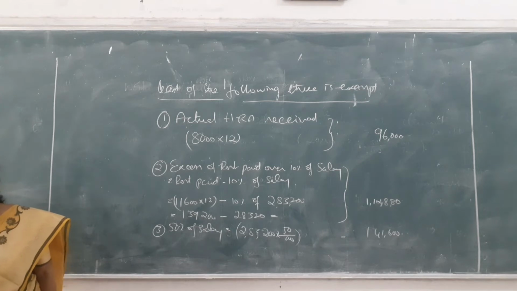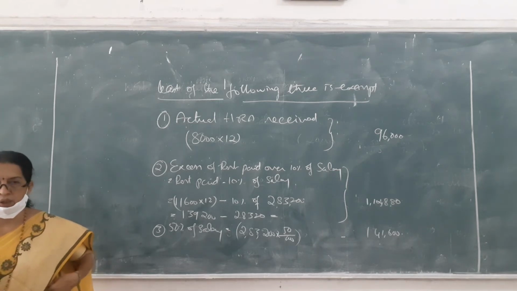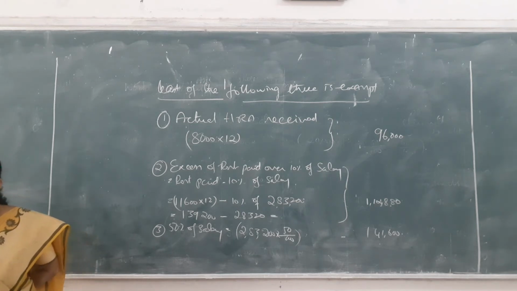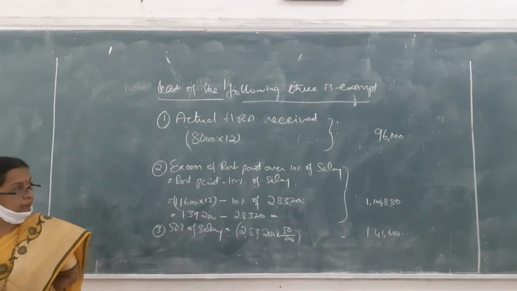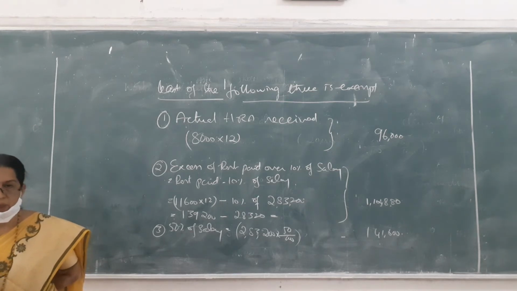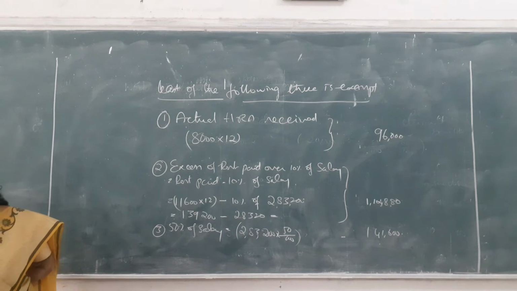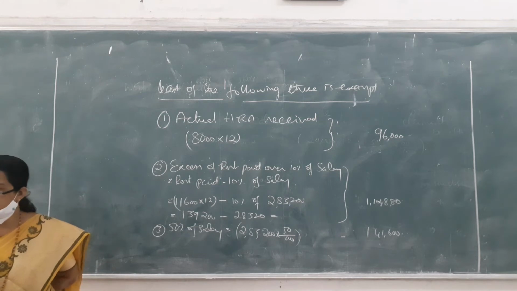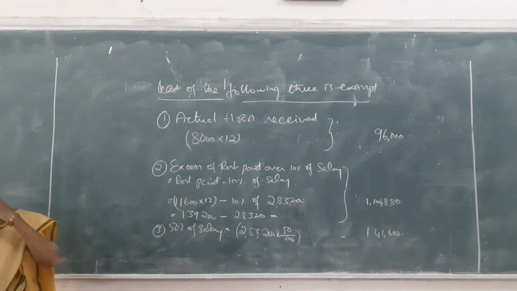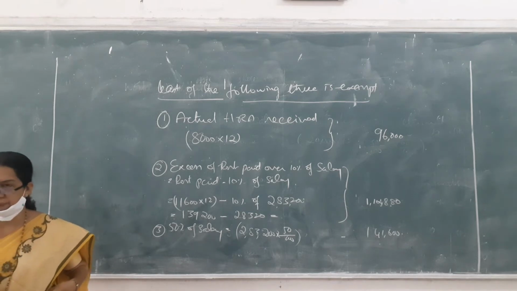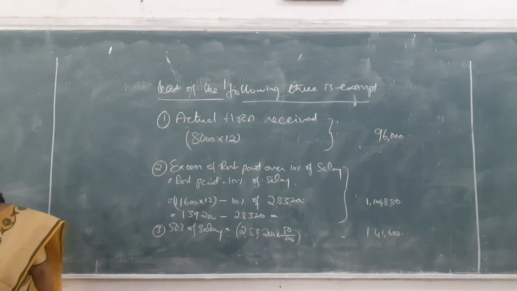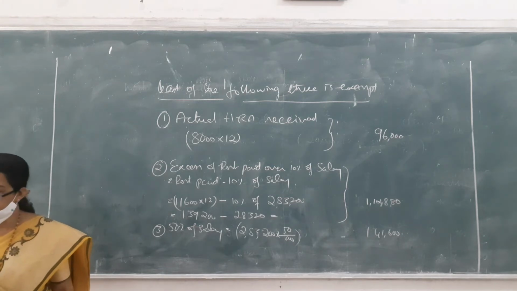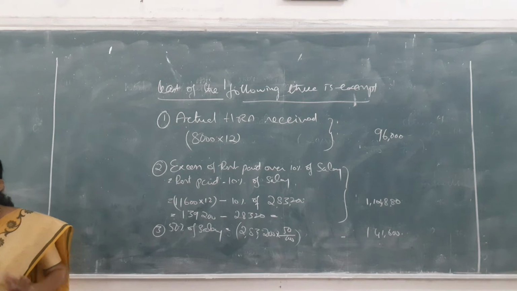Taxable HRA is equal to actual HRA received minus exempted HRA. That is 96,000 minus 96,000, which is equal to nil. Next problem.